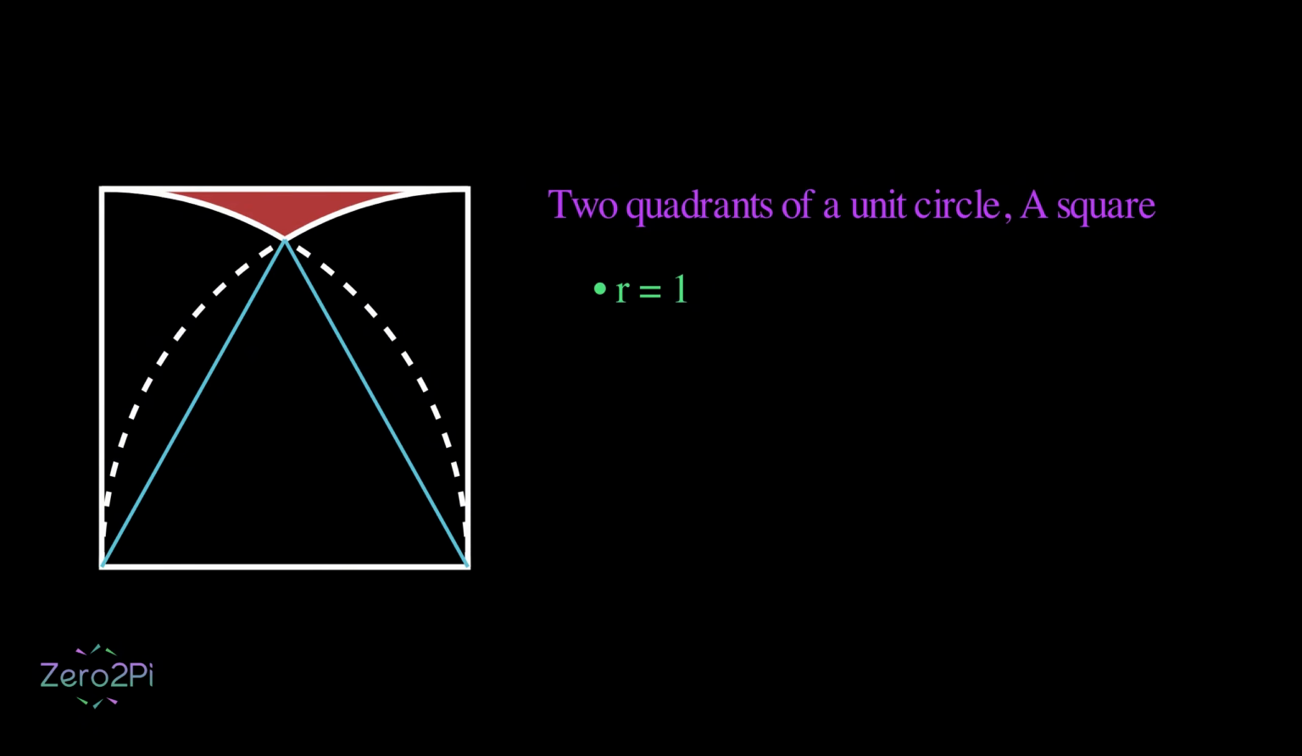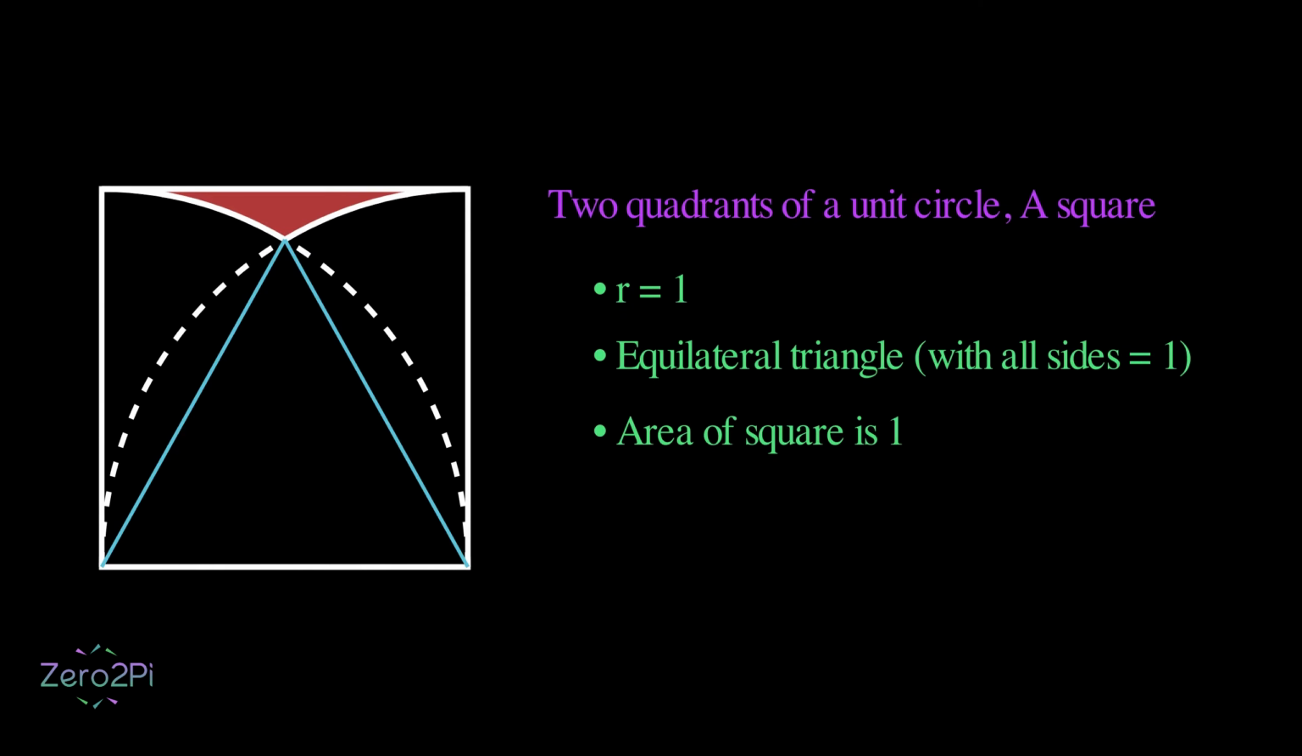First, we have an equilateral triangle with all sides equal to 1. Second, the area of the square is equal to 1. Since we have an equilateral triangle, this angle is 60 degrees, which means each of these curved pieces is 30 degrees because the quarter circle is 90 degrees total.